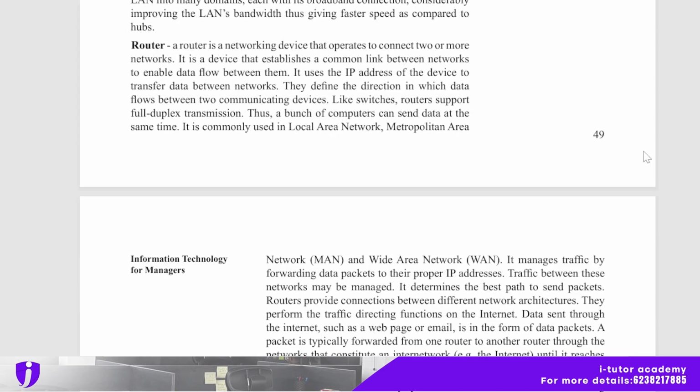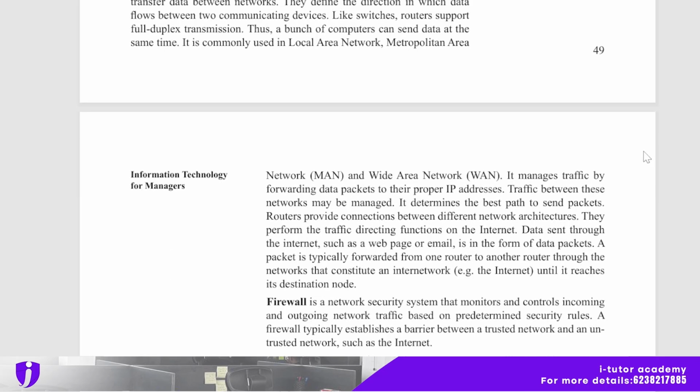A router is a networking device that operates to connect two or more networks. It is a device that establishes a common link between networks to enable data flow between them. It uses the IP address of the device to transfer data between networks. They define the direction in which data flows between two communicating devices. Like switches, routers support full duplex transmission. Thus, a bunch of computers can send data at the same time.